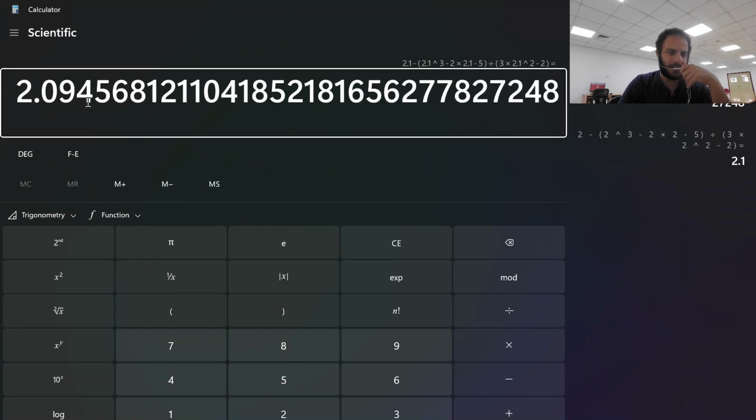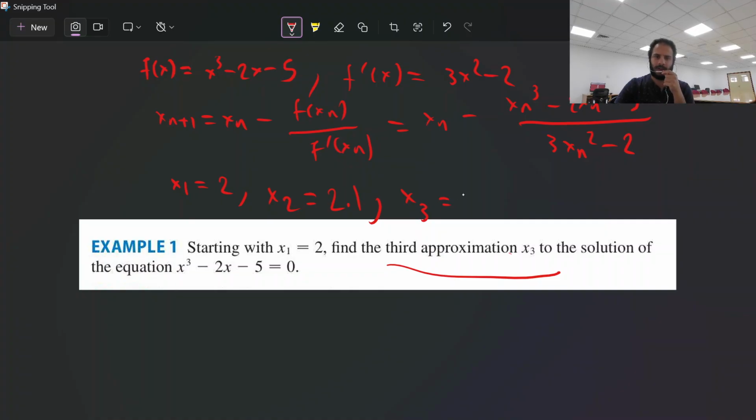And here write some digits. I mean, don't write just 2 or just 2.0 or 2.09. Write some digits. For example, write 4 or 6 digits. Do you have questions about this? Do you understand how to use this method?